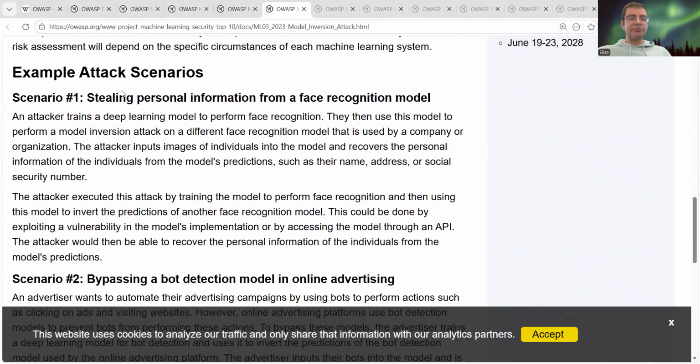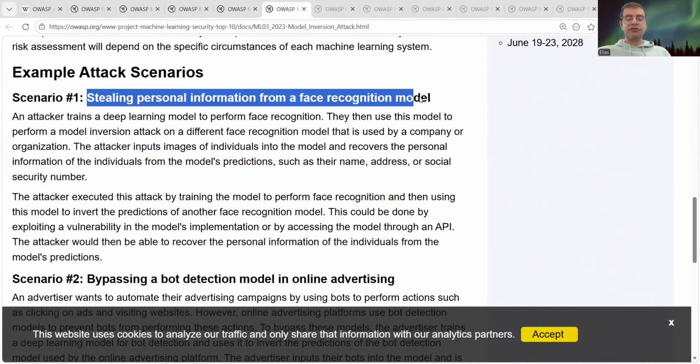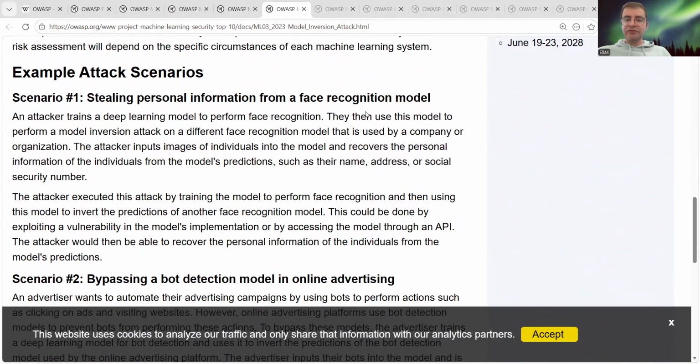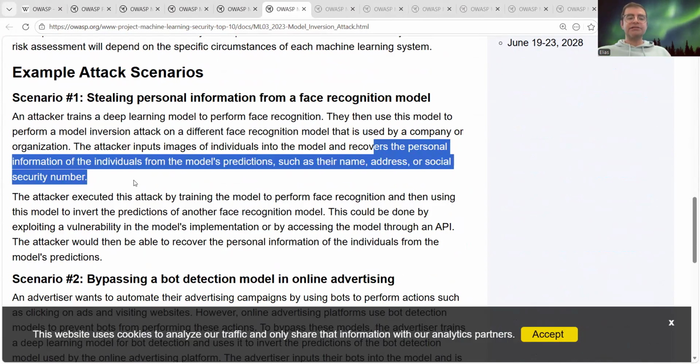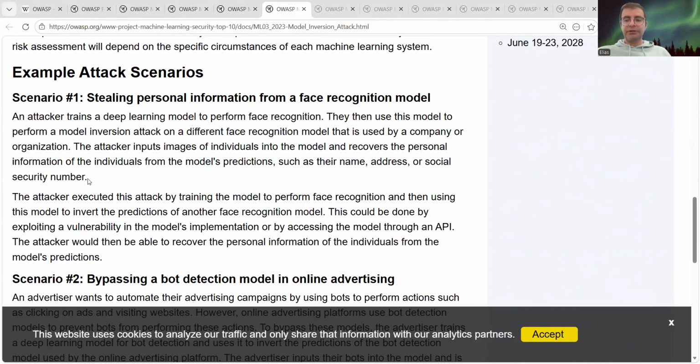So let's look at some examples, like stealing personal information from a face recognition model. Let's say you have trained a model that can recognize faces, and an attacker, if they can extract information from your model, they might recover some personal information, including the name of people, their address, their social security number.